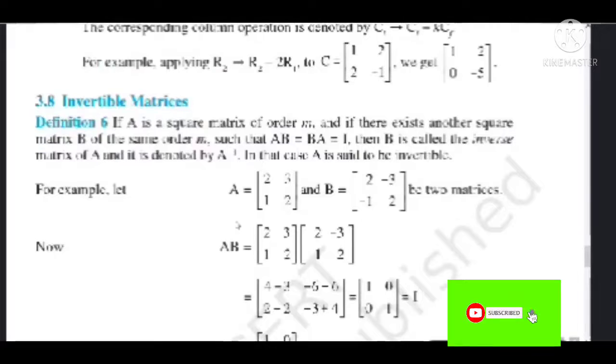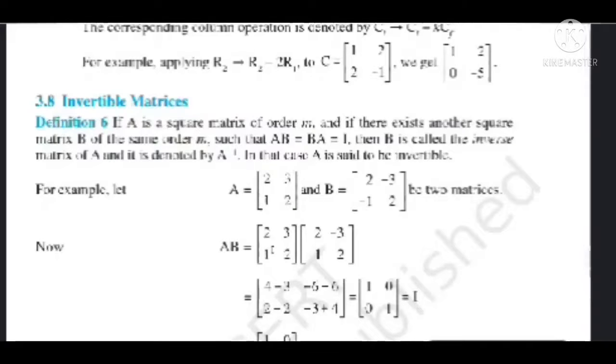If we consider a matrix A as 2, 3, 1, 2, this is matrix A, and another matrix we are considering, B, equal to 2, minus 3, minus 1, 2. So according to the definition of invertible matrix, we have to take the product AB. So the multiplication of matrices AB is equal to what? 2, 3, 1, 2 times 2, minus 3, minus 1, 2. Now you have to take the multiplication.